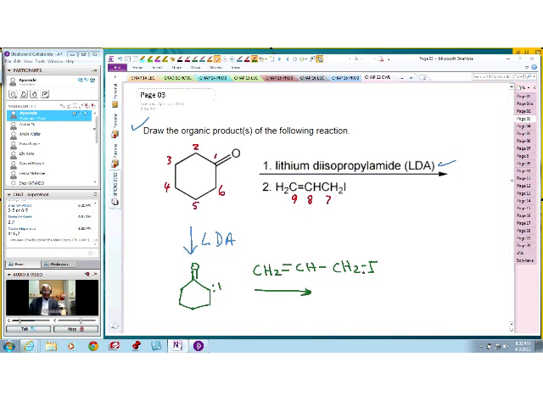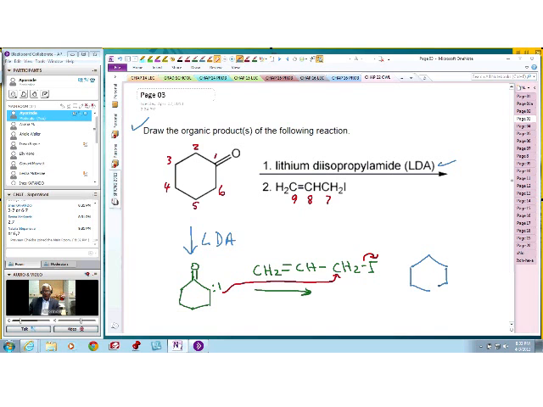Okay, you see here the iodine, which is a good leaving group, is attached to a primary carbon, which is an sp3 carbon right here. Okay, so then what happens? The enolate comes in, acting as a nucleophile, attacks this carbon here, and this will leave. So therefore you get this product.